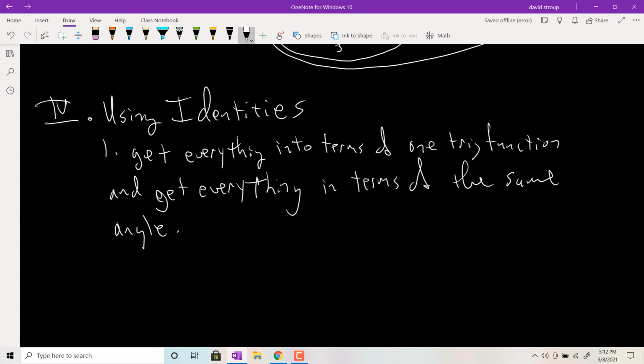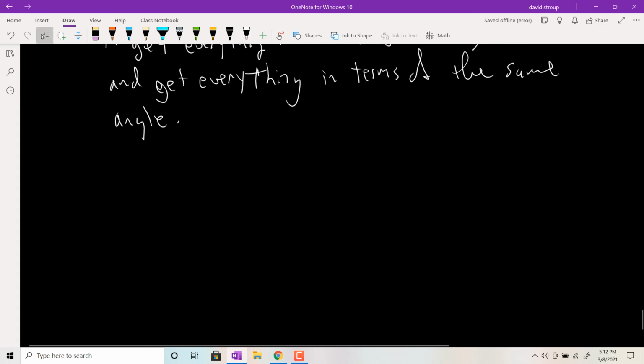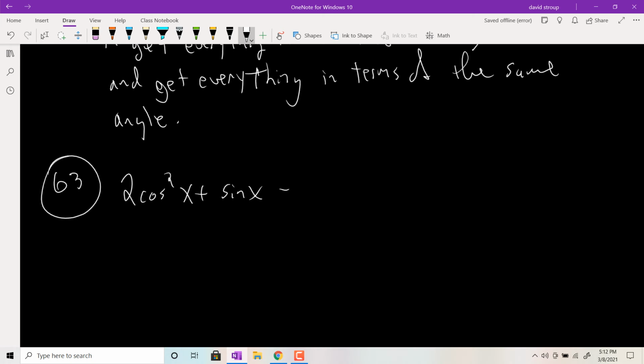Okay, so let's look at some examples of that, and we'll start out with 63. Again, we're restricted to the range from 0 to 2 pi. So here we go: 2 cosine squared x plus sine x minus 1 equals 0. This looks like a quadratic, but it's not quite, because we have 2 factors of cosine, and then one sine term. So the trick is to get everything in terms of sine. You can do that using our Pythagorean identities. Cosine squared, we recall, is 1 minus sine squared.